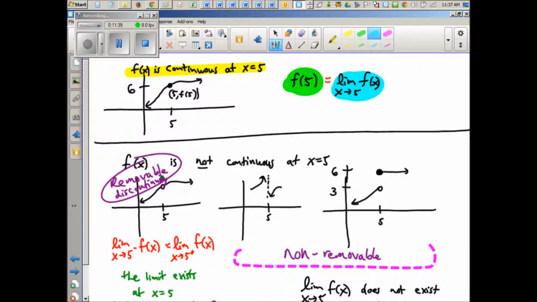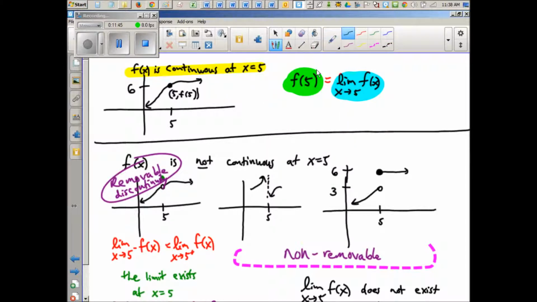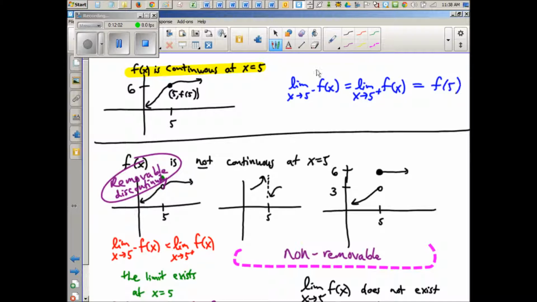So here is the definition of continuity at 5. Are you ready? Here it is. The definition of continuity at 5 reads like this: the limit as you approach 5 from the left is equal to the limit as you approach 5 from the right, and that in turn is f of 5. This is continuity at 5.